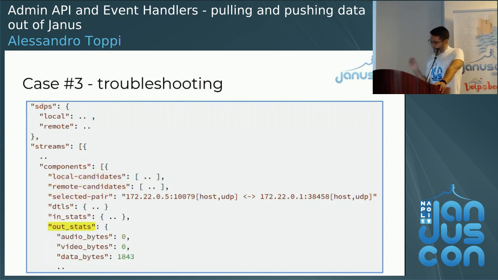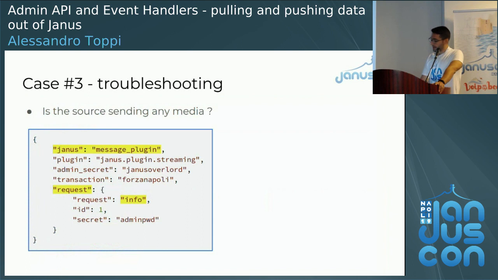So everything seems okay from the connection point of view. And now, heading to the out stats, there's something strange. We can see that there are no audio bytes and no video bytes. This means that Janus basically is not sending anything to our client in the streaming plugin. But given that Janus is just relaying what is receiving from the RTP source, we may ask, is the source sending any media? Again, we can troubleshoot this by using the admin API by forwarding a specific message to the streaming plugin. And this message is the request info.